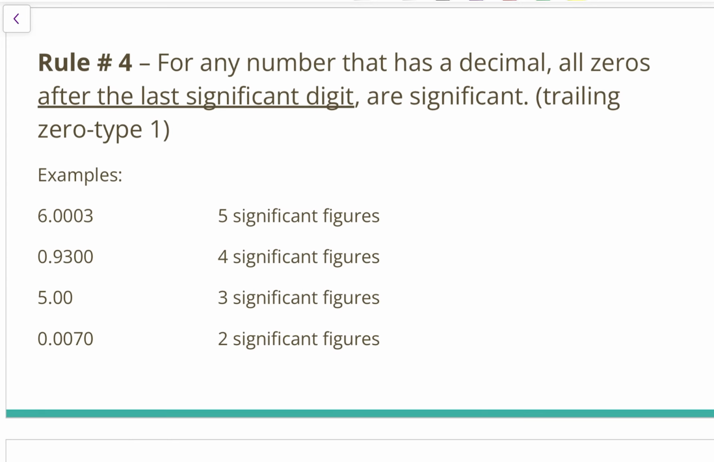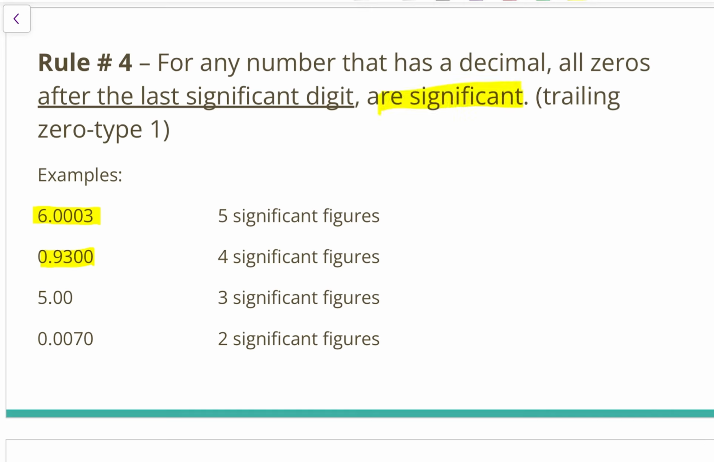Another 0 rule, the third 0 rule, is if there are trailing zeros, they do count. So this one doesn't have any trailing zeros, the sandwich rule idea. All those zeros in the middle count, so we've got 1, 2, 3, 4, 5 significant figures. This one, oh, I think I might have said it backwards. Trailing zeros do count. Sorry, trailing zeros are significant.